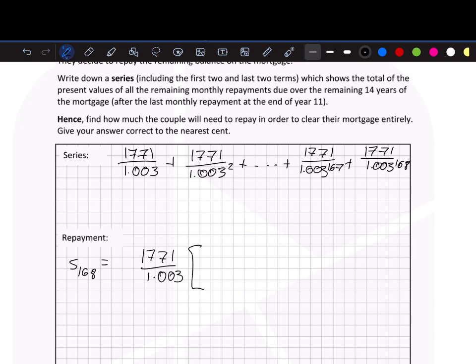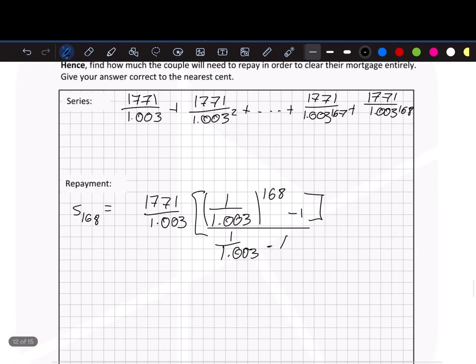multiplied by 1 over 1.003, or that's what the interest rate is, so you could just write 0.003. And this goes to the power of 168 minus 1, and then it's divided by 1 over 1.003 minus 1. So this is just your regular sum formula, which, if you do it correctly, is equal to 233,438.25.